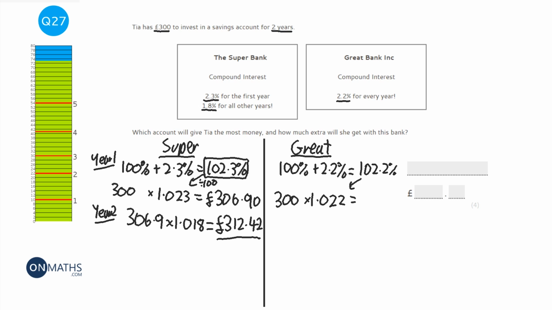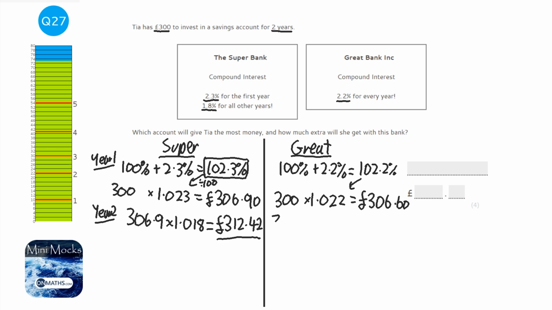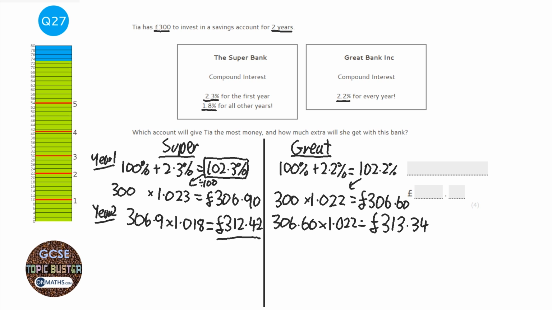and I get £306.60. Then I'm going to times that again by 1.022. So times 1.022, and this time I get 313.34. Ooh, actually, that would be 35 if I round it to the nearest penny.